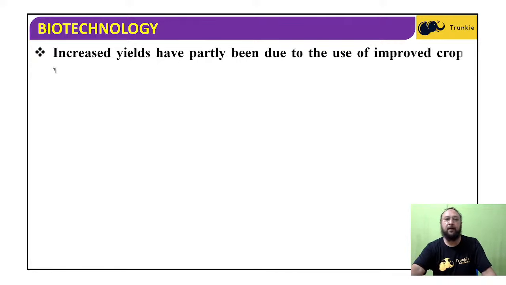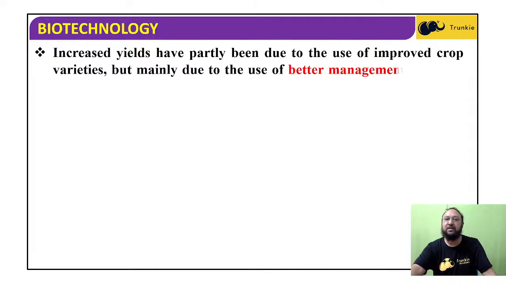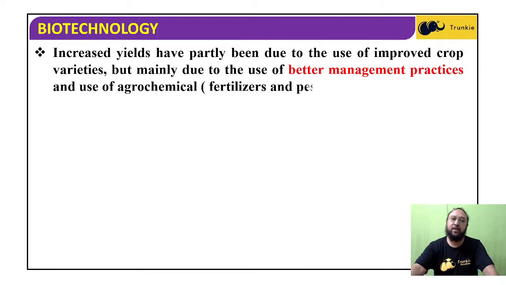Increased yield has been partly due to the use of improved varieties, but mainly due to better management practices, and also the use of agrochemical fertilizers and pesticides. Better management practice means how to grow the crops, how to grow different crops in the same field, like intercropping, mixed cropping, all these things. So, better management practice and the use of agrochemical fertilizers and pesticides.